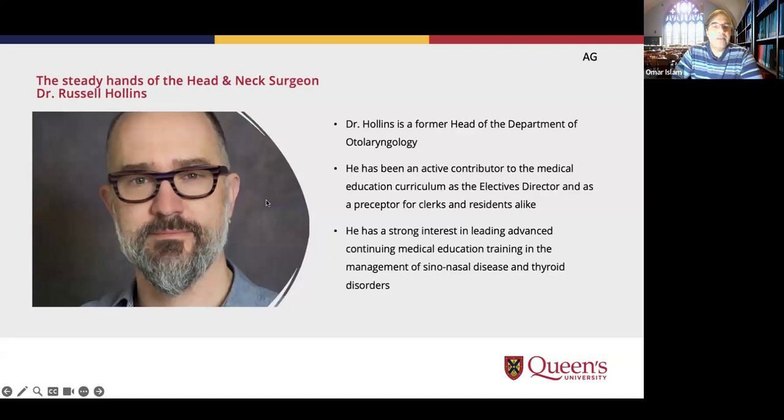We have the steady hands of Dr. Russell Hollins, ENT surgeon, who's the former head of the Department of Otolaryngology here at Queen's. He has been an active contributor to the medical education curriculum as elective director and a preceptor for clerks and residents alike at Queen's University. He has a strong interest in leading advanced CME in the management of sinonasal disease and thyroid disorders.